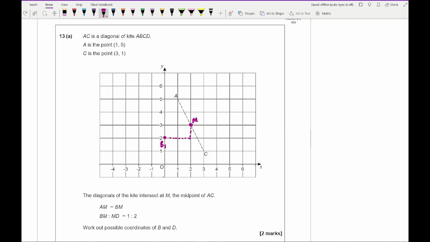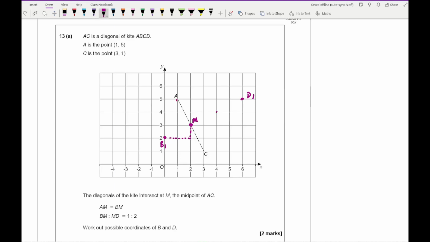Now the reason why I've drawn where M is here, because if we look at the distance from A to C, we can see that it's 4 down and 2 up. Now to do perpendicular, we flip it and we halve it. So here it's going to be 1 down and 2 to the left. So then if B is there, then D is going to be twice the length, which is going to be here.